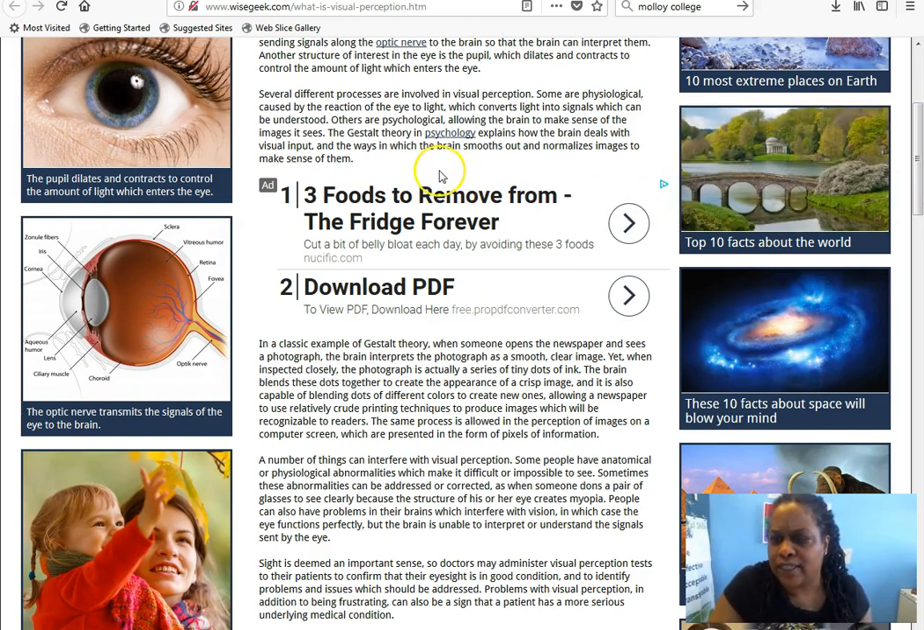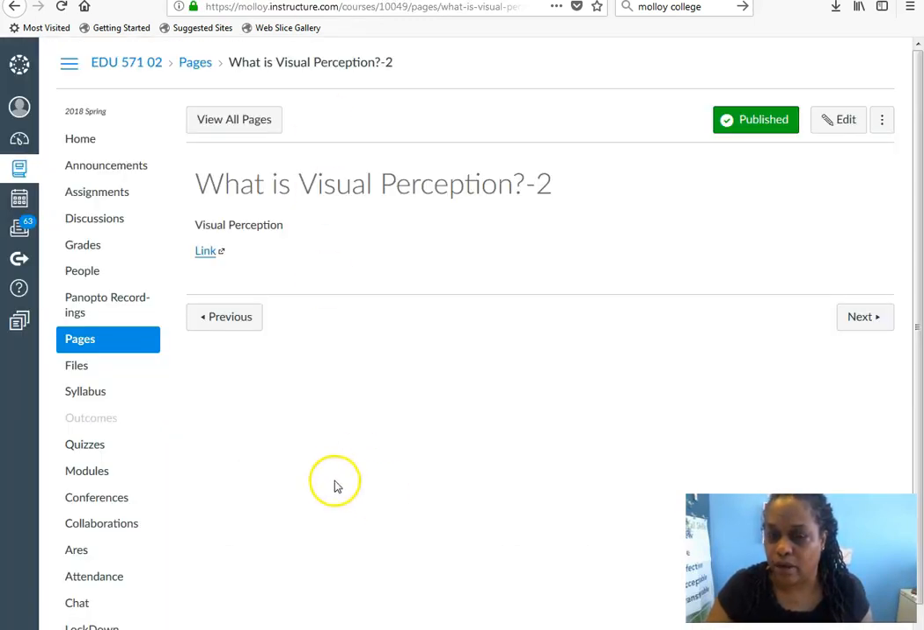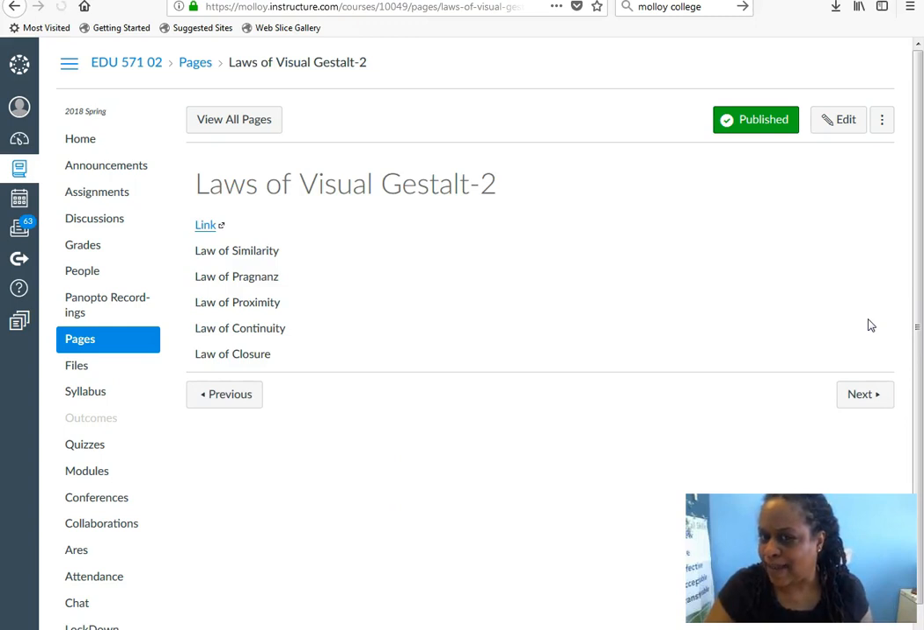Okay, I want to focus on this last paragraph here. Several different processes are involved in visual perception. Some are physiological, caused by the reaction of the eye to light, which converts light into signals which can be understood. Others are psychological, allowing the brain to make sense of the images it sees. The Gestalt theory in psychology explains how the brain deals with the visual input and the ways in which the brain smooths out and normalizes images to make sense of them. Okay, let me see if I can close this. So there's the physical aspect of what we see, and then there's the psychological way that we make sense of it.